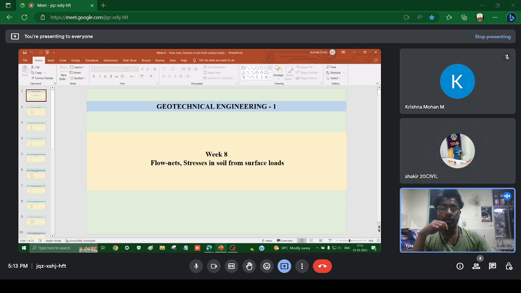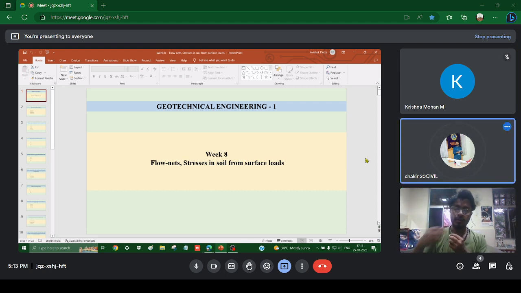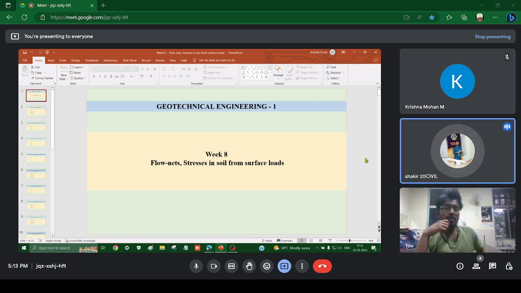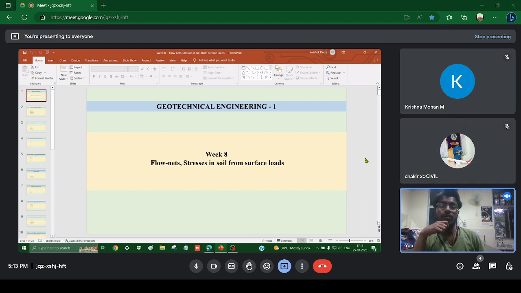Before starting, I would say that you know the syllabus, right? You know the syllabus of this geotechnical engineering. So in this 8th week, you have flow nets and stresses in soil from surface loads, isn't it? Now in flow nets, I guess I had discussed flow nets in a previous class in seepage analysis, flow through soils. So some part of flow nets I had discussed, isn't it, Shakir? Yes, sir.